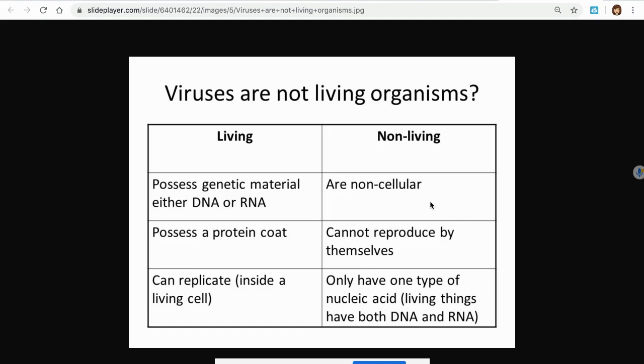They're not cell-based. They can't reproduce on their own, and they only have DNA or RNA, whereas a living thing would use both. So right now, the scientific community is on the non-living side for viruses, but there is some evidence for the living side.